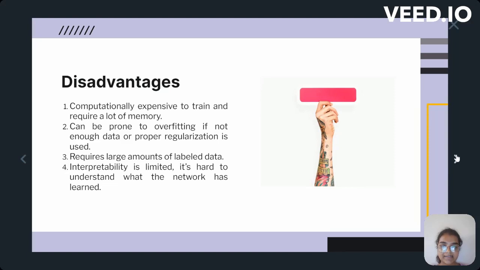Disadvantages. Computationally expensive to train and require a lot of memory, can be prone to overfitting if not enough data or proper regularization is used, requires large amounts of labeled data, interpretability is limited, it's hard to understand what the network has learned.